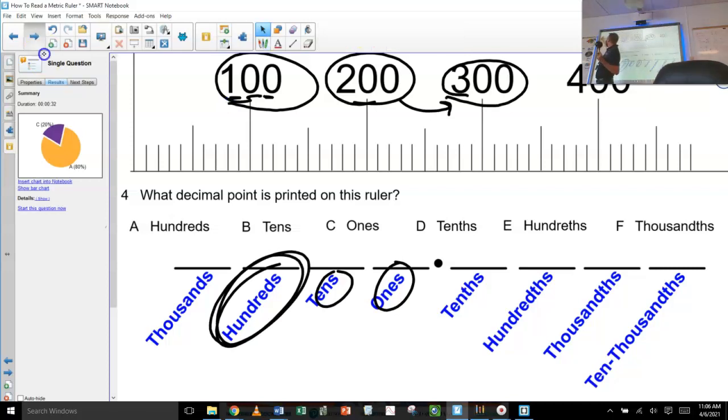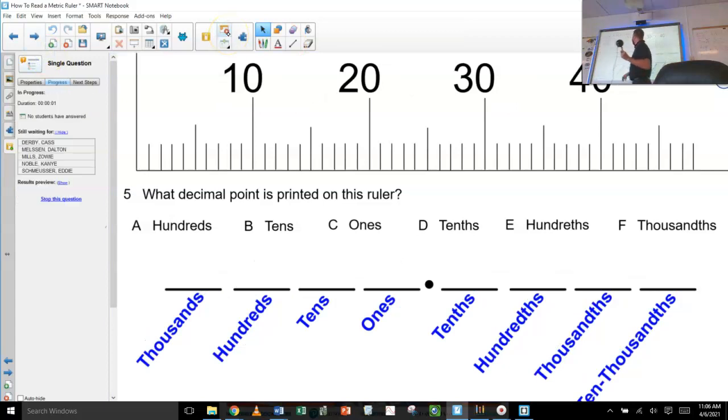Let's see if we can get one where we all get it right. What decimal point is printed on this ruler? Easy. Well, it's a bad word, Eddie. What's easy to you? Not always easy to everybody. Some people are very confident in this and others are not. We're trying to build confidence so we can get to the next step. And the next step is, are there 10 tick marks?